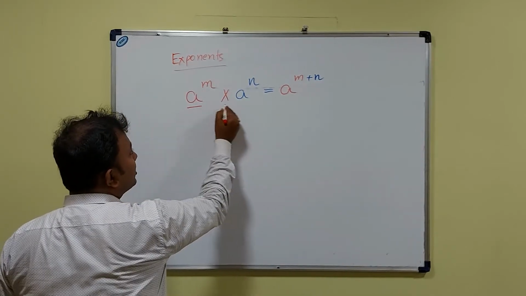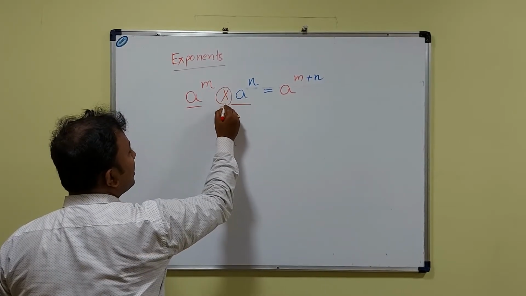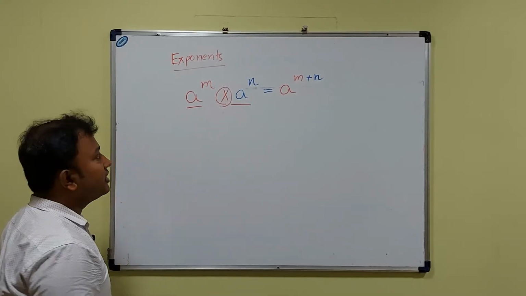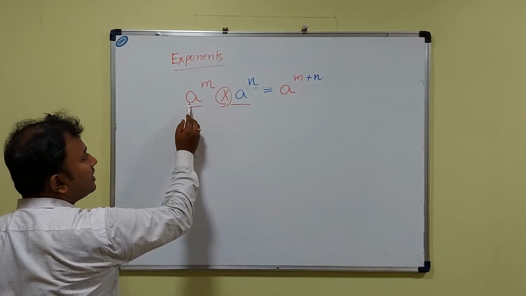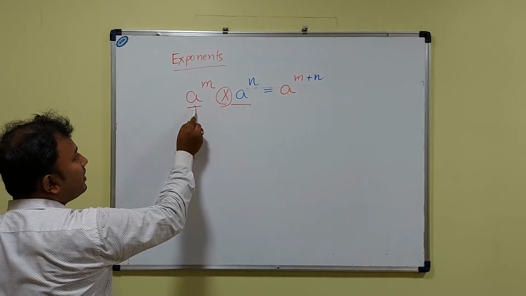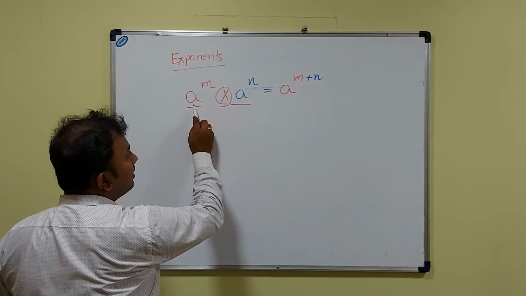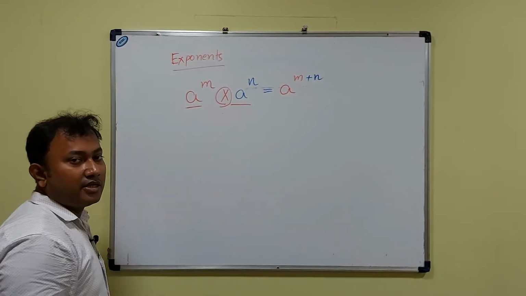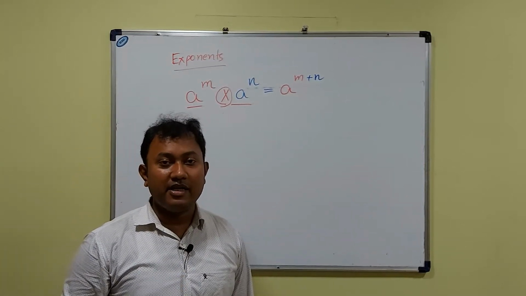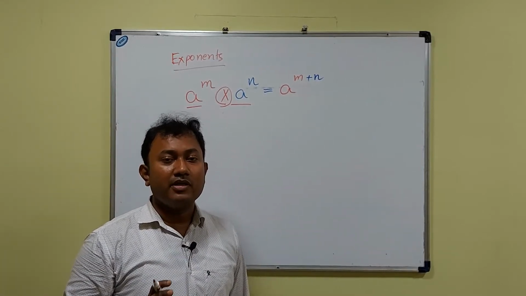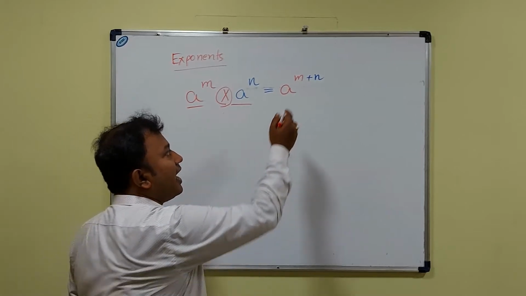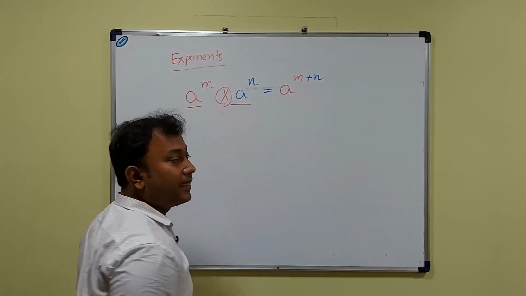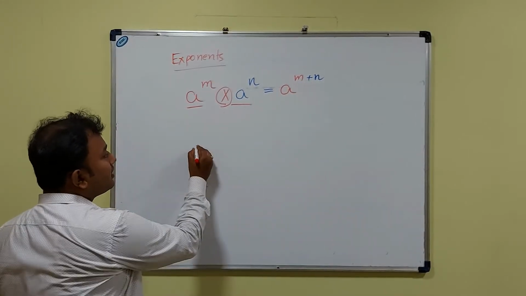During multiplication, this is the multiplication sign, if the base is the same, in both cases the base is a, then the powers are going to be added. Let us see an example.